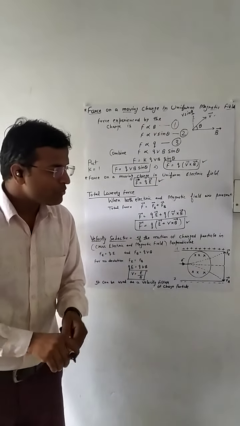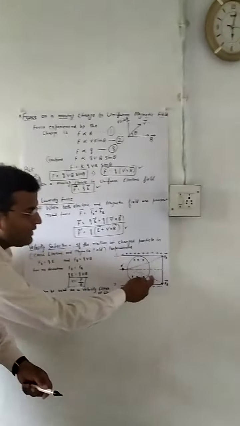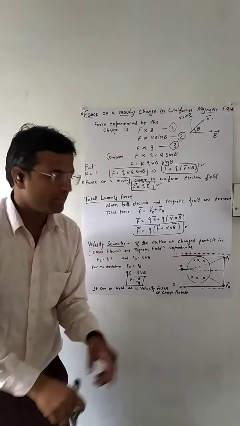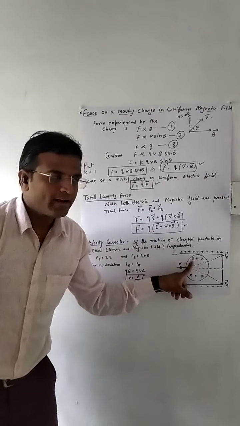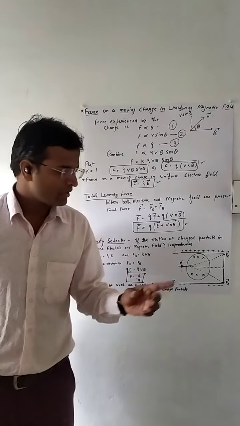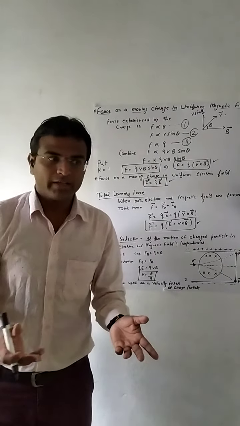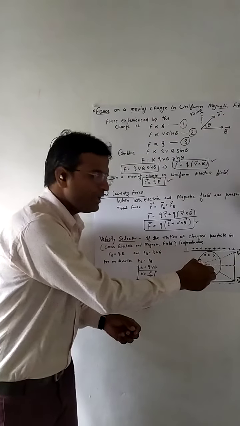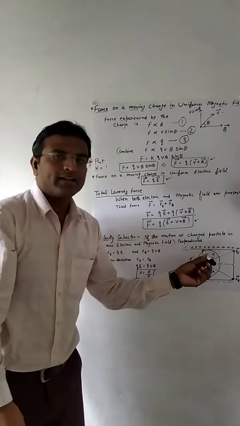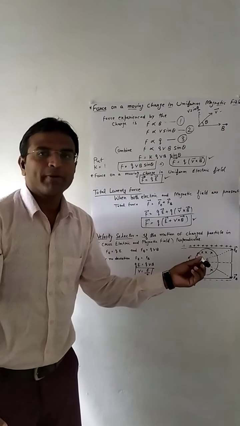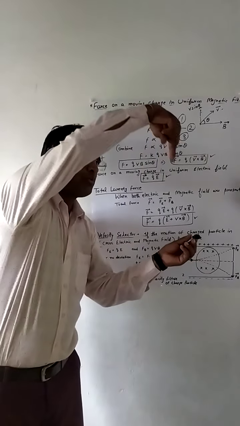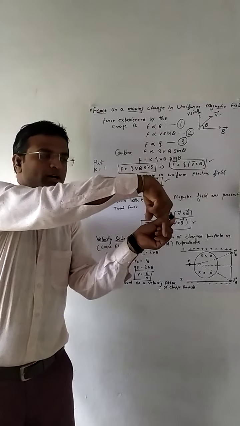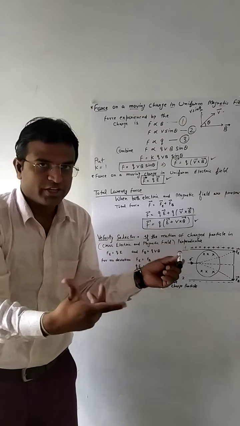Second, we produce a magnetic field. In the circle, the cross sign indicates the direction of the magnetic field. What is the direction of the magnetic field? The direction of the magnetic field is inward into the paper. Okay, the cross sign indicates that the direction of the magnetic field is perpendicular. The direction of the electric field is downward. Both are perpendicular to each other, as initially given.